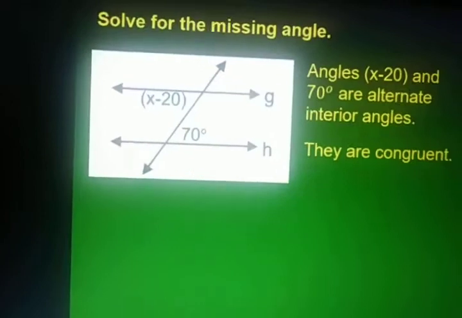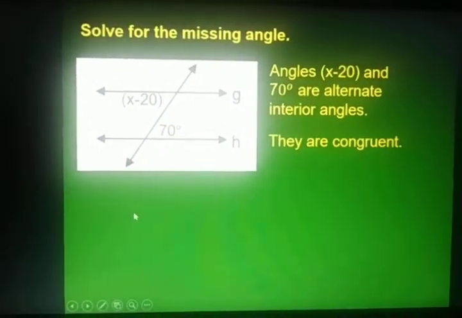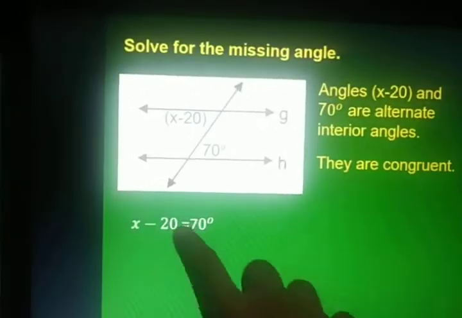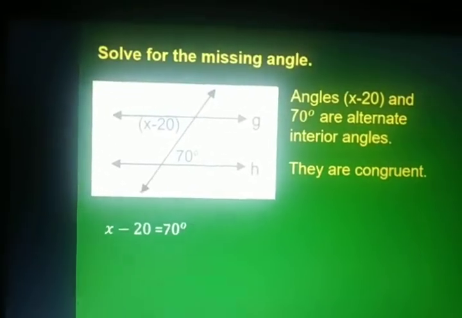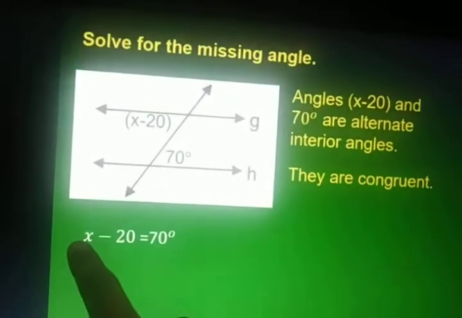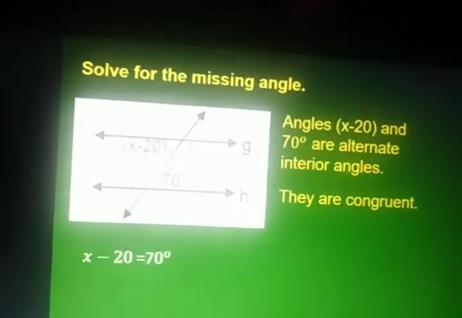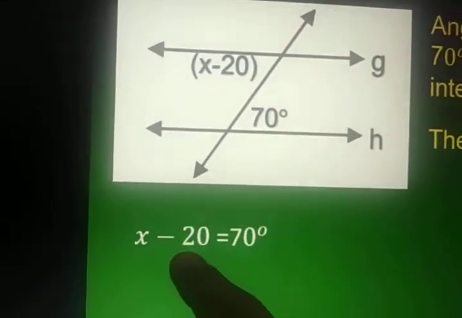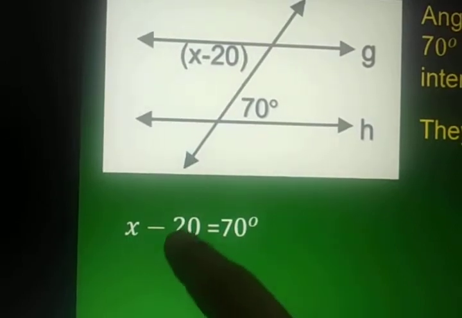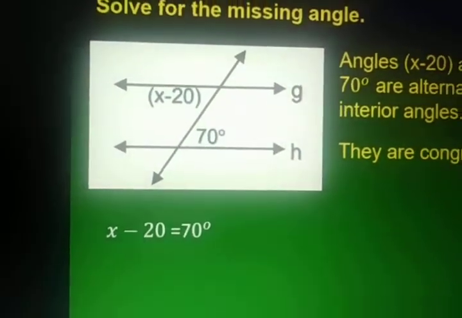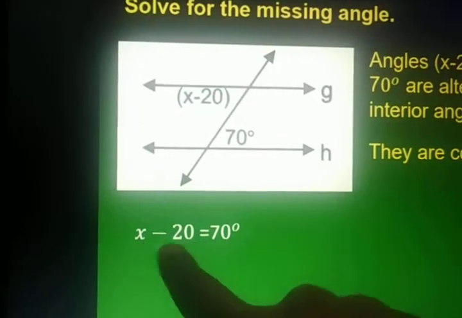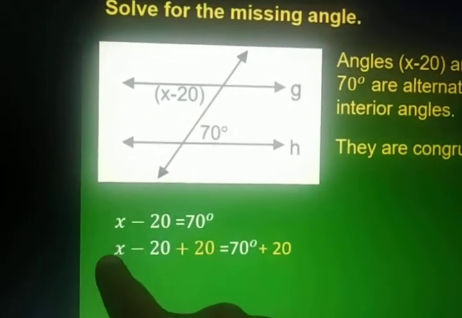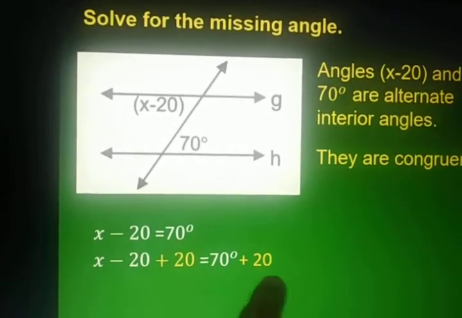So, let us establish that through the equation. So, let's have x minus 20 equals 70 degrees. Nga nag-equal kay congruent. So, meaning, si x minus 20 equal kay 70 degrees. Okay? Let us solve first for x. Si x anay. Okay? We wanted to do away with negative 20, so we'll add to both sides the positive of negative 20. That's positive 20, right? So, both sides may positive 20. Okay, dugang ta. So, that's x minus 20 plus 20 equals 70 plus 20.